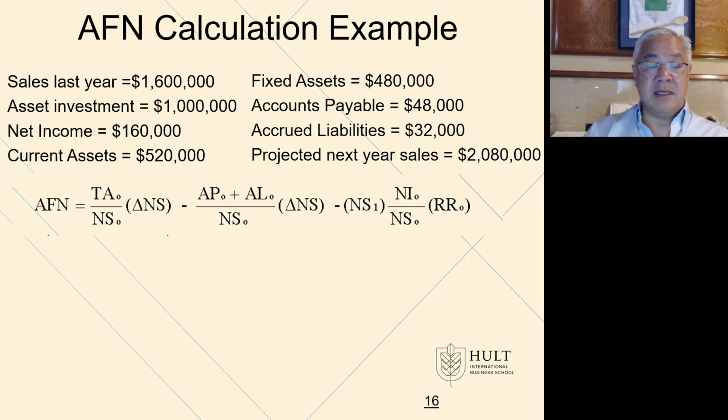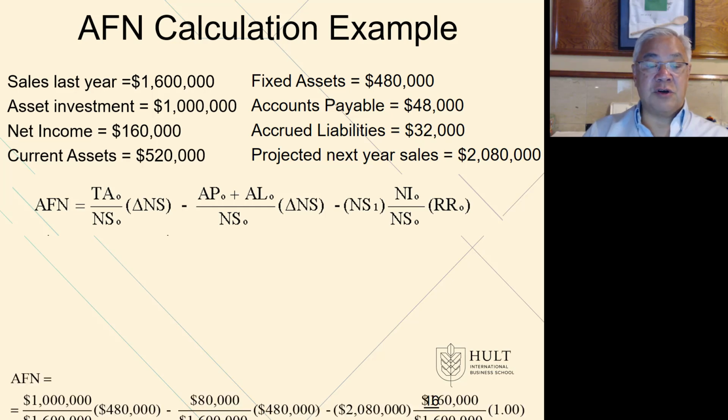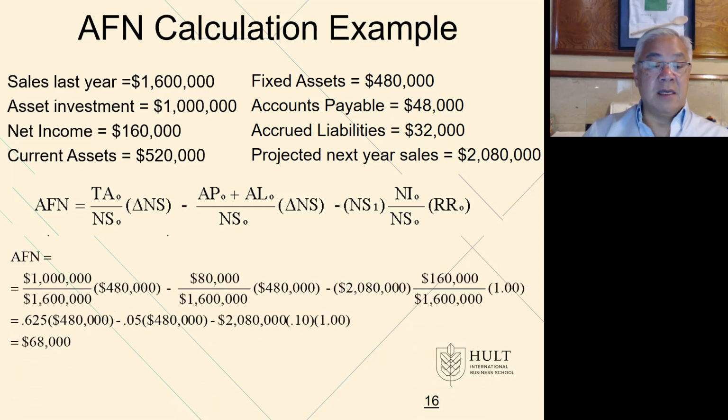Below you see the AFN calculation and the terms. So now we do the math. So total assets is $1 million, that's right above. The net sales last year is $1.6 million. The next factor is what is the delta in sales. So next year we expect to sell $2,080,000 in sales. Last year, our base year is $1.6 million. So we expect to sell $480,000 more. $480,000 is our delta sales.